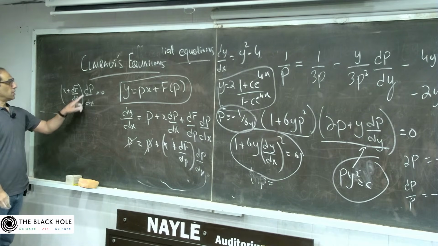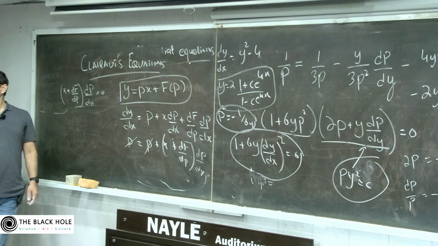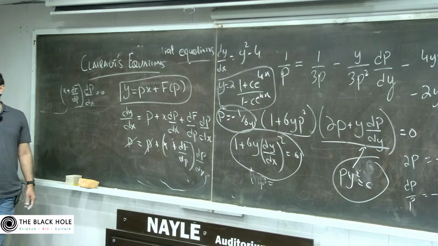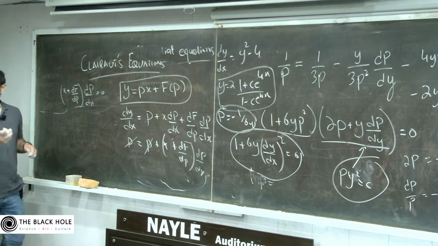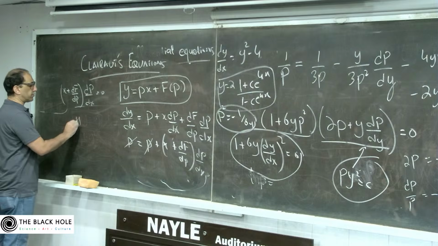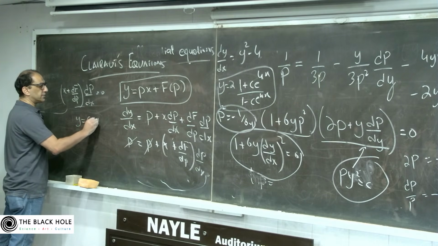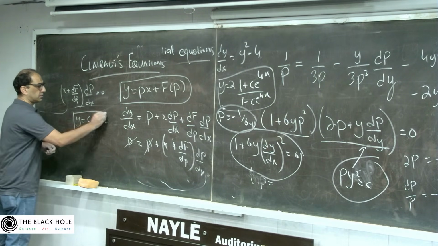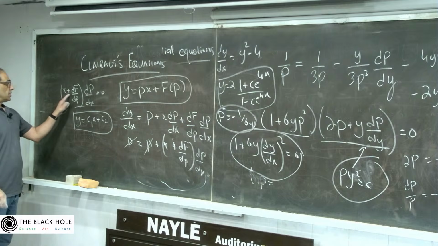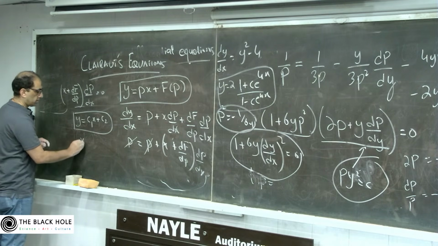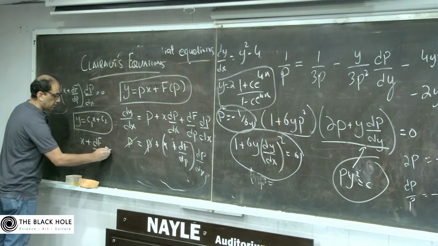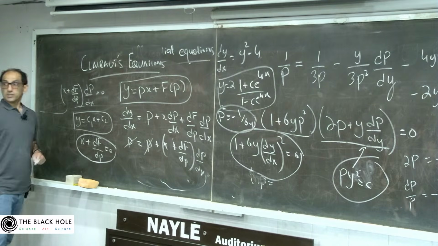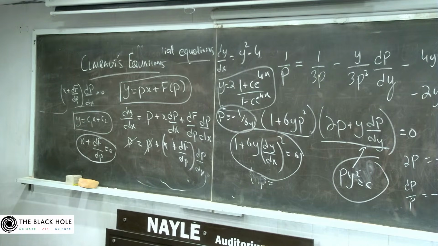Okay? Now what is dp over dx? What does dp over dx mean? d2y over dx square is equal to c1x plus c2, and this is the singular solution.